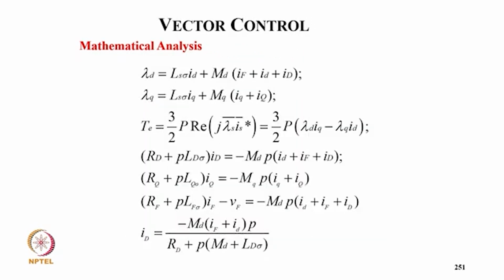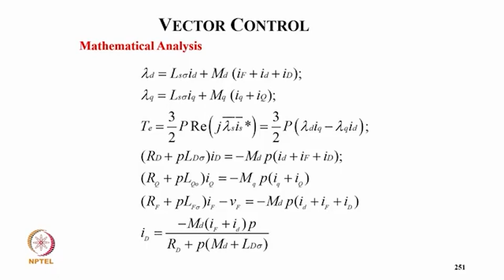And here lambda d equal to LS sigma ID plus MD in bracket IF plus ID plus ID capital D, and lambda q equal to LS sigma IQ plus MQ in bracket IQ plus IQ capital, and T equal to 3 by 2 P real part of J lambda S IS star, equal to 3 by 2 P in bracket lambda D IQ minus lambda Q ID, and then RD plus P lambda Q into ID equal to minus MD P in bracket ID plus IF plus ID capital D, and RQ plus P LQ into IQ equal to minus MQ P in bracket IQ plus IQ capital.